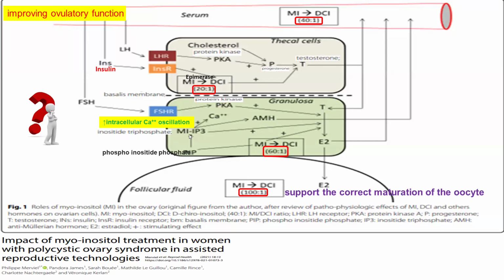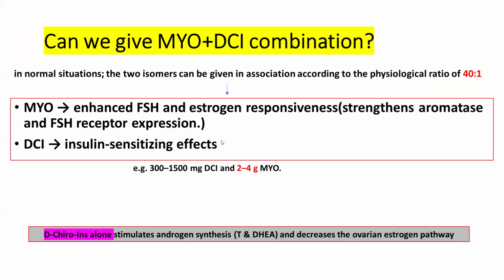And due to the effect of myo on the granulosa cell via increased intracellular calcium oscillation, there is increased anti-Mullerian hormone production and increased ovarian maturity. This can be done via the phosphoinositide diphosphate enzyme. So these activities actually are mediated by insulin in the ovary. The effect of myo and dicairo are insulin dependent, and this is an important figure.